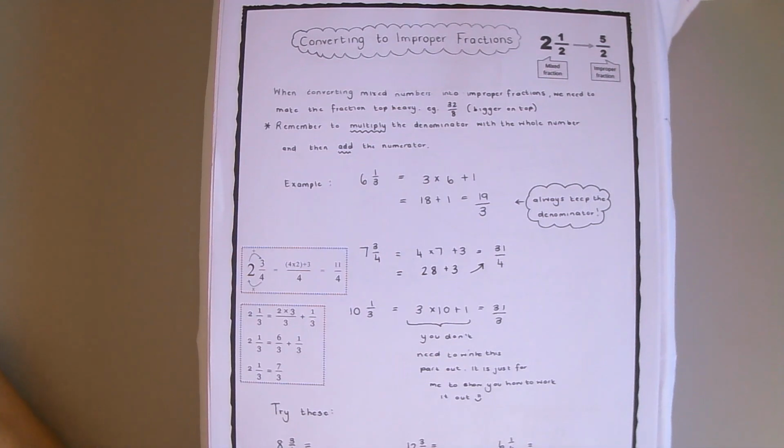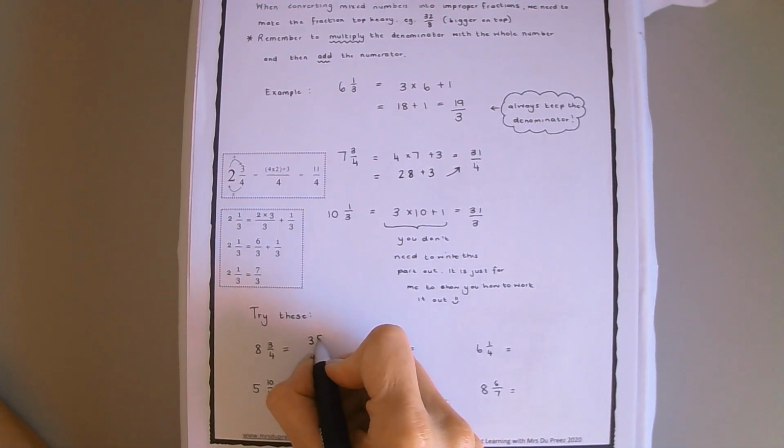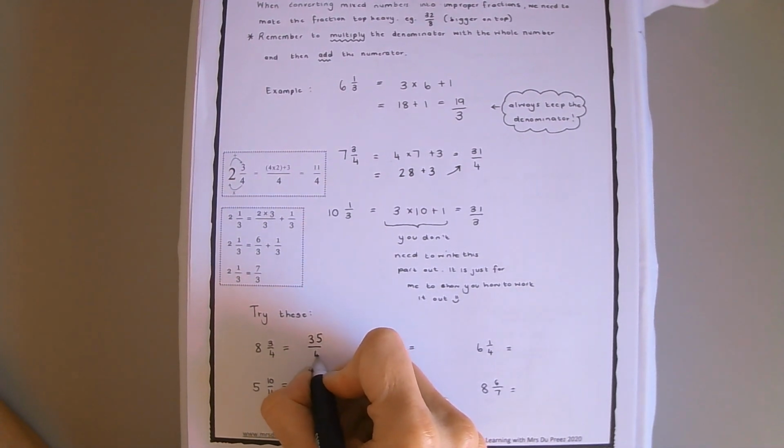Alright, so let's try this. We're going to only do the top 3 again. I want you to try it and then check if you are correct. So what we're going to do first with 8 3/4 is take the 4 and times it by 8, because remember there's 8 lots of quarters. So we've got 4 times 8 is 32. 32 plus 3 is 35, so 35 over 4.